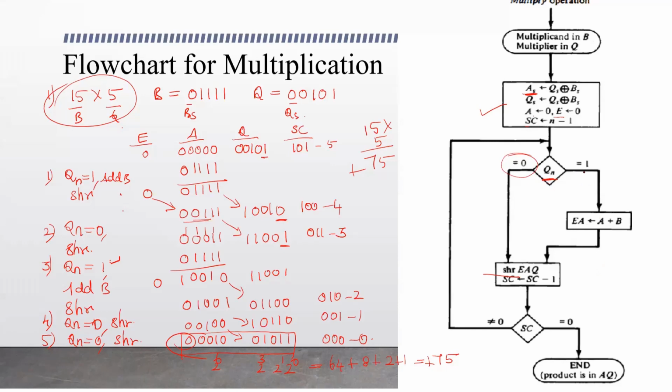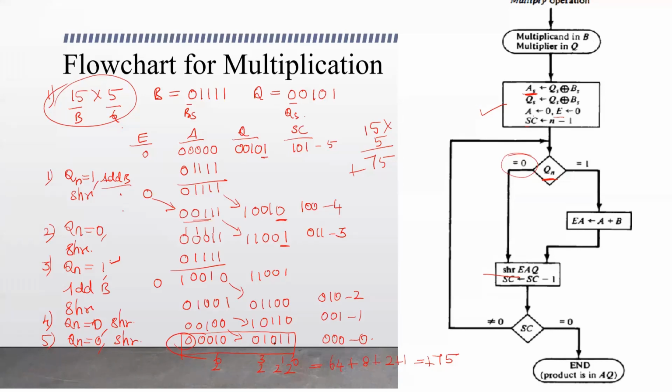We check Qn. First step is we check Qn. If Qn is 1, we add B to A, and after that we shift right and decrement SC. That is one step. The other possibility is Qn may be 0. If it is 0, we will not add B to A, we will just perform shift right, and then decrement SC. Repeat this process until SC is 0. And what you get finally in registers A and Q, combined together, is the result.